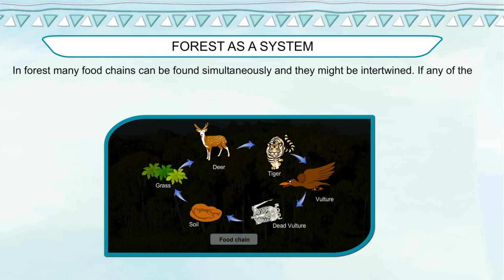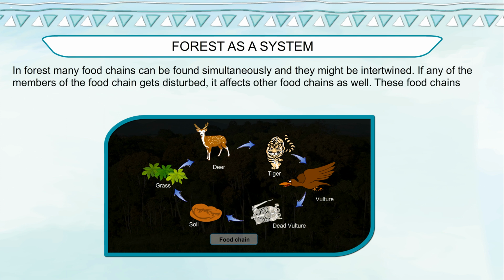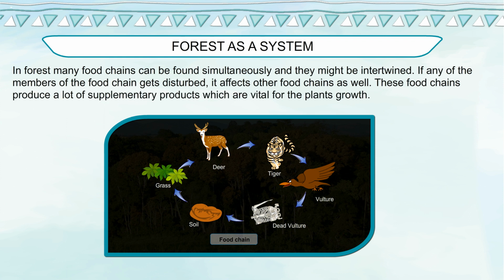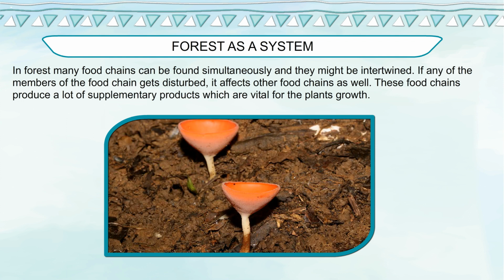In forest, many food chains can be found simultaneously and they might be intertwined. If any of the members of the food chain gets disturbed, it affects other food chains as well. These food chains produce a lot of supplementary products which are vital for the plant's growth.